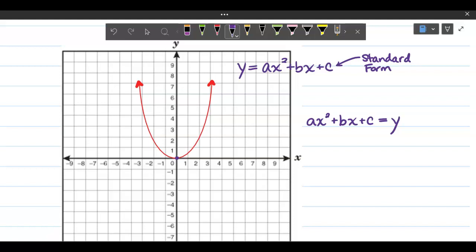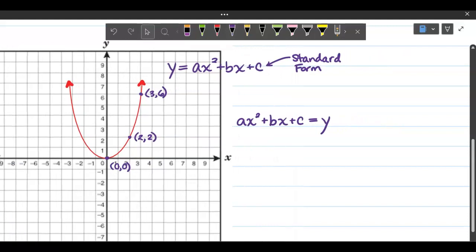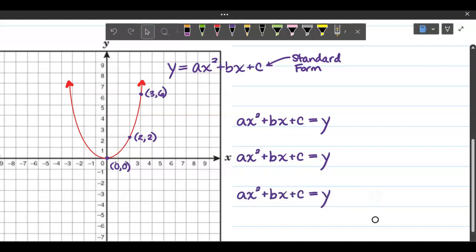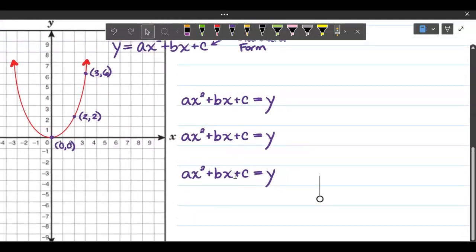We're going to pick 3 nice points that are on this graph. So I'm choosing the point 0, 0. I'm choosing the point 2, 2. And the point 3, 6. These are all nice points. They have integer coordinates. What we're going to do next, we're going to take this equation, and I'm going to actually copy it and paste it 2 more times. All right, I've written it 3 different times.